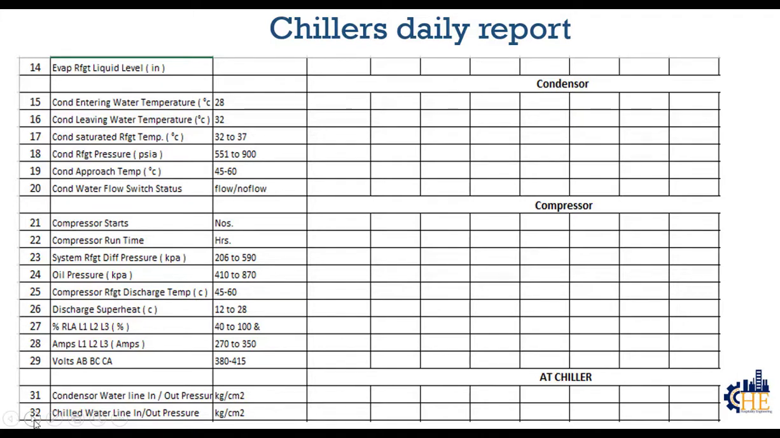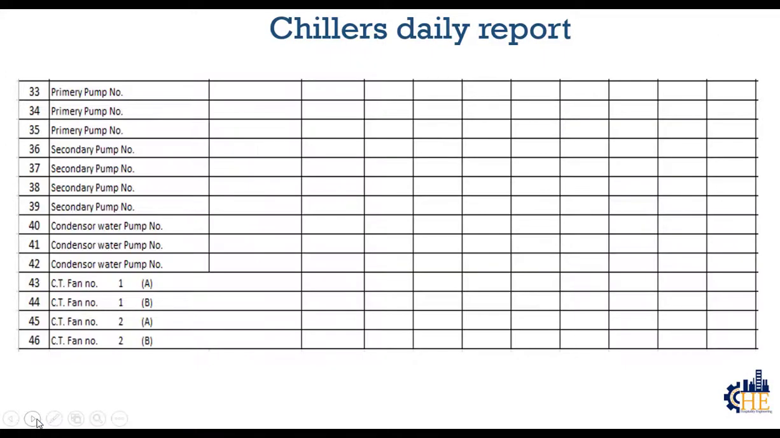condenser water flow switch status, compressor starts, compressor run time, system refrigerant differential pressure, oil pressure, compressor refrigerant discharge temperature, discharge superheat, the load taken by each circuit, amps, volt, condenser water in and out pressure, chilled water line in and out pressure. If you have a number of primary and secondary pumps as well as condenser pumps and cooling tower pumps, note down which pumps are working from what time to what time.